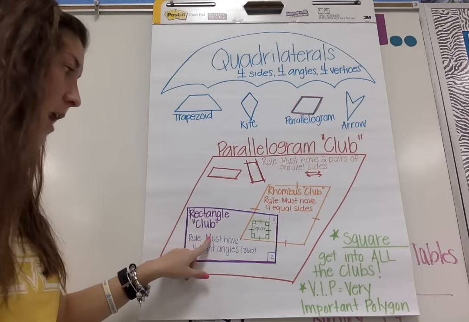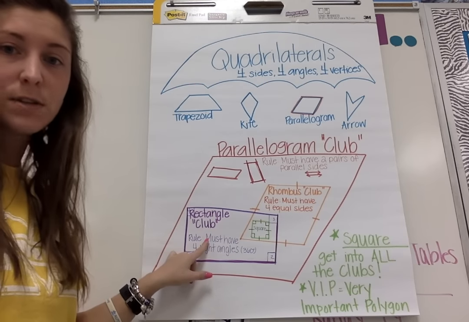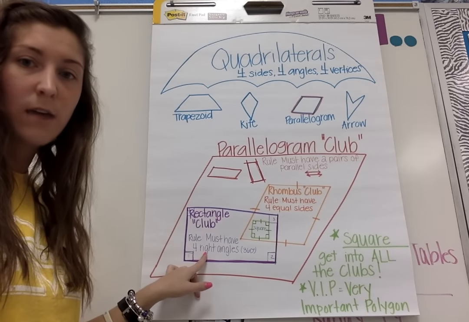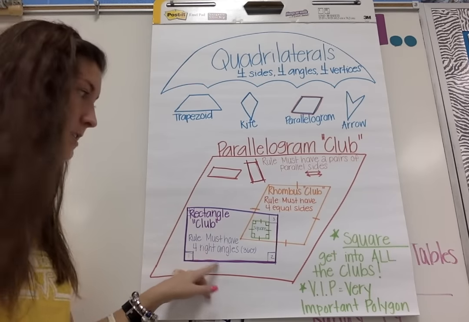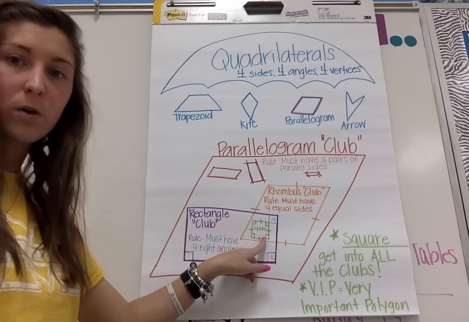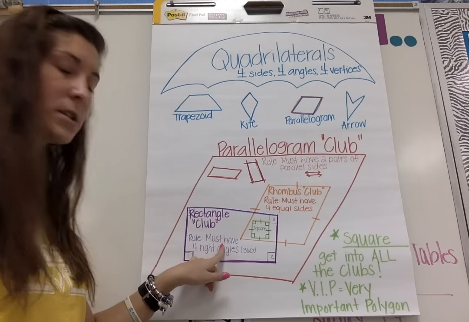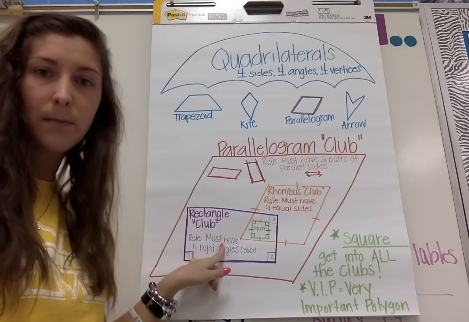A rectangle, however, does not have equal sides. It has 4 right angles. They each measure 90 degrees. A square has 4 right angles as well. They measure 90 degrees. That's what puts a square into the rectangle club.